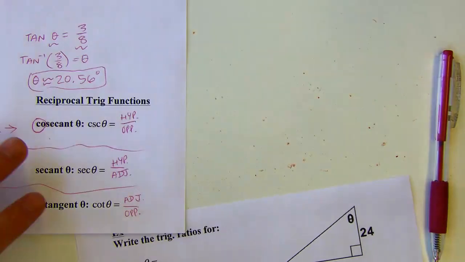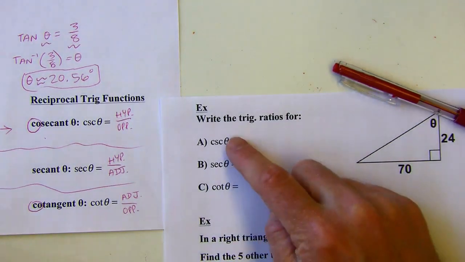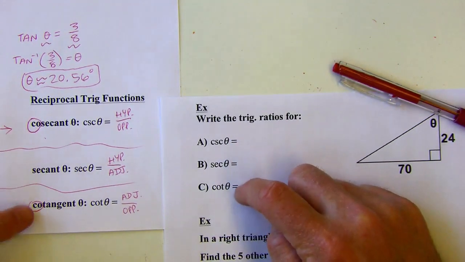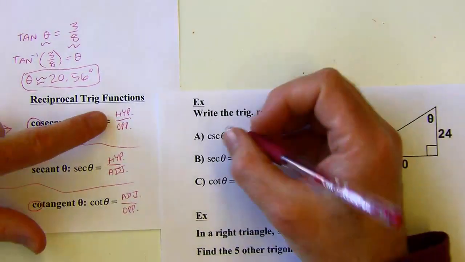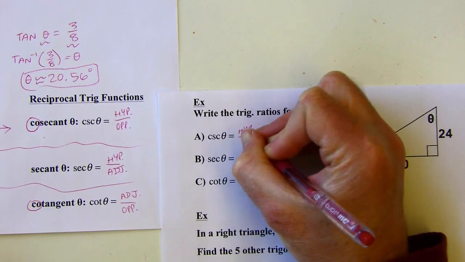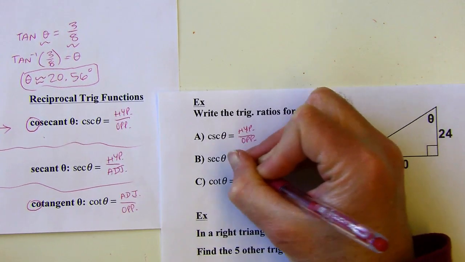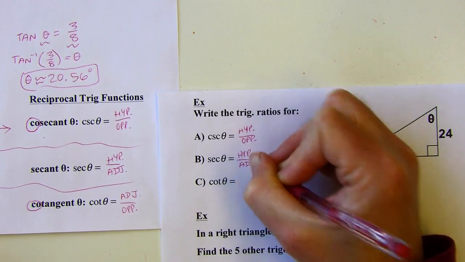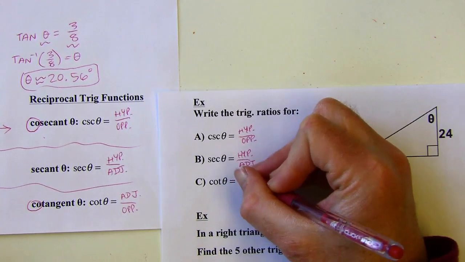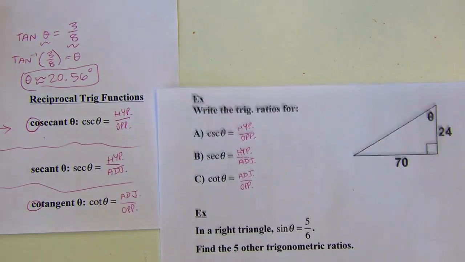So on this next problem, we're going to be asked to write the trig ratios for cosecant, secant, and cotangent. So I need to know, hey, this is hypotenuse over opposite. This one is going to be hypotenuse over adjacent. And then this is adjacent over opposite. Okay, so I'm going to use that from the last.